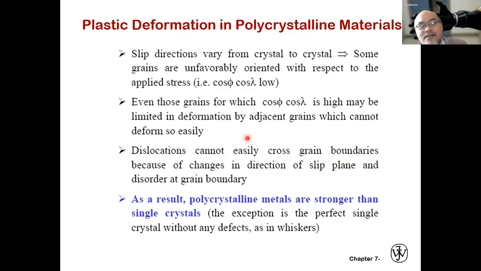So that is why it is not that easy for the dislocation to get to the edge of the material. That is why polycrystalline metals are stronger than single crystal. Of course, the exception is the perfect single crystal. If you have a perfect single crystal without any defects inside, then it is stronger than polycrystalline. But when it has even a single defect or multiple defects, then that single crystal will be easily deformable compared to polycrystalline material.